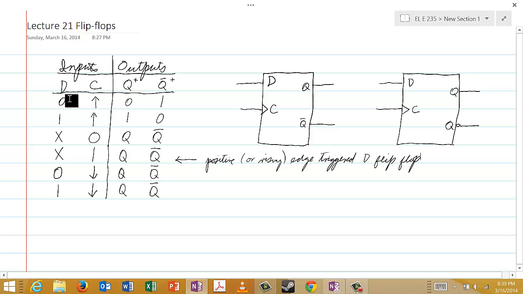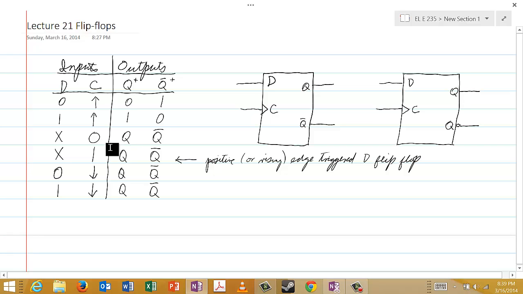In other words, if D is 0, then as soon as you get a positive edge to the clock, that output will be 0. And when the D input is 1, as soon as you get a positive edge to the clock signal, then you'll get a 1 for the output. So if you remember the word delay, it will help you to remember this entire table.